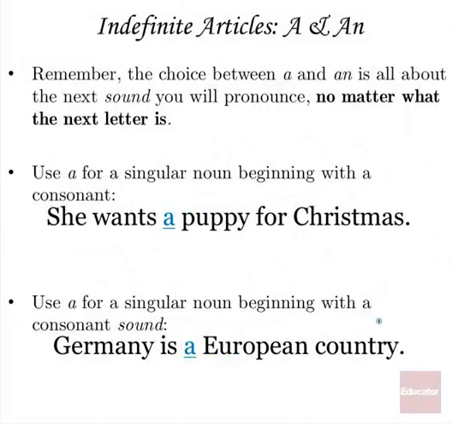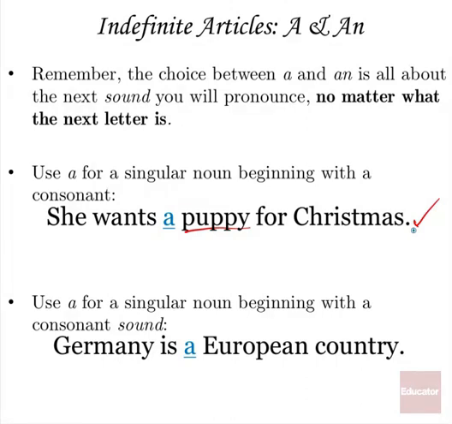Now, remember, the choice between a and an is all about the next sound you will pronounce, no matter what the next letter is. Ignore the letter. Listen to the sound. Use a for a singular noun beginning with a consonant. She wants a puppy for Christmas. Easy. A peach tree, a puppy. Use a for a singular noun beginning with a consonant sound.